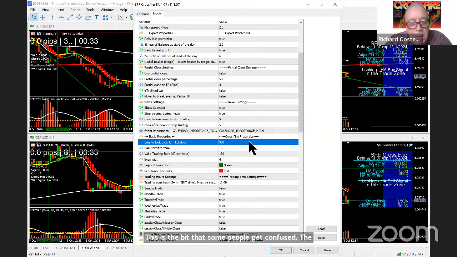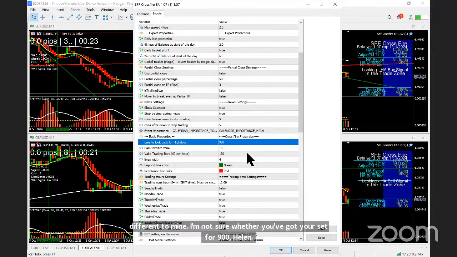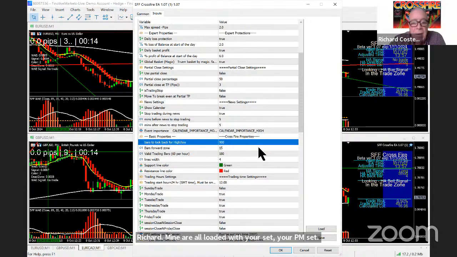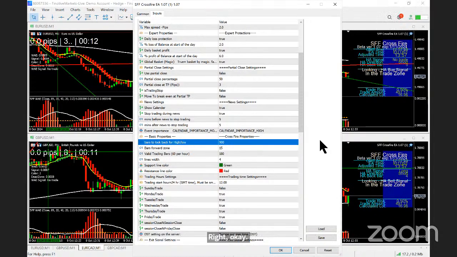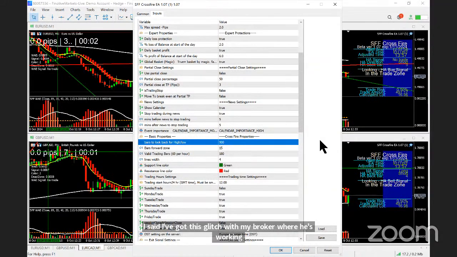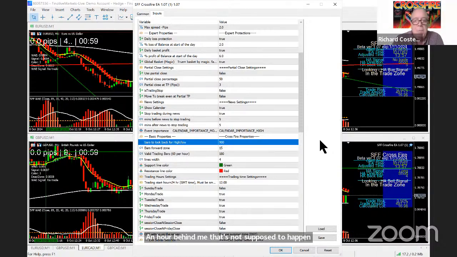This may be where we've got a bit of an issue where Helen's is different to mine. I'm not sure whether you've got your set for 900, Helen, or whether it's one of these settings. Oh, mine look exactly the same as yours. To be honest, Richard, mine are all loaded with your set, your PM set. Right, okay. So in theory, they should be the same, and they are. You remember I said I've got this glitch with my broker where he's working an hour behind me. That's not supposed to happen. So maybe if I just change the broker, that might rectify that.